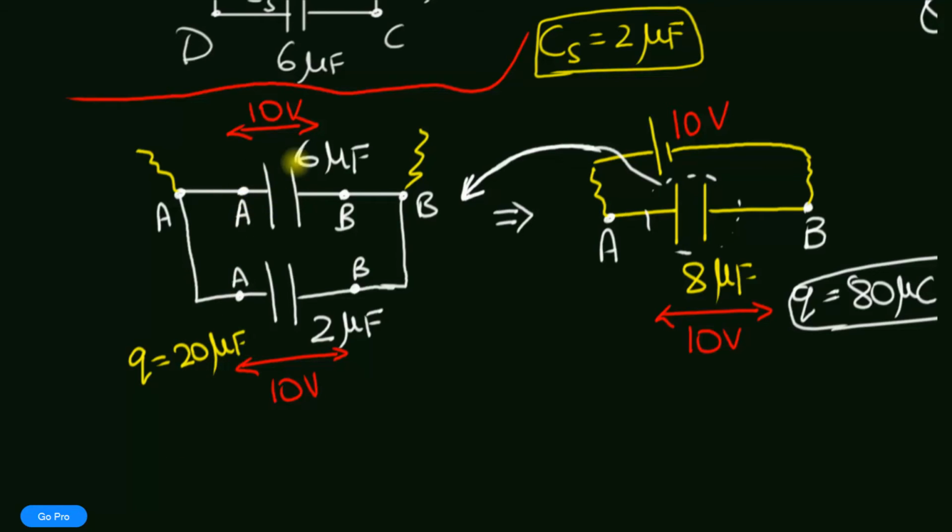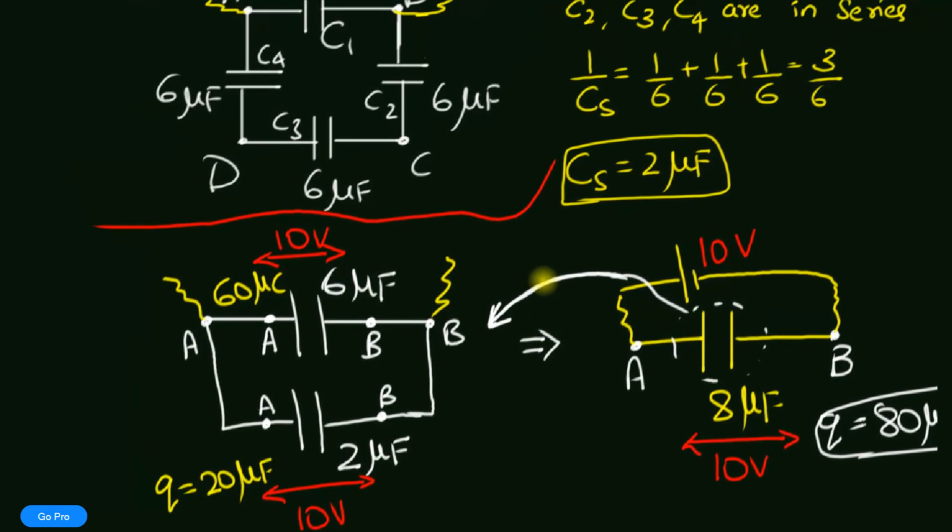The charge on this capacitor is going to be 6 times 10. That's going to be 60 microcoulombs. I'm going to write 60 microcoulombs over here. And notice that makes a lot of sense because the charge 80 got split up as 60 and 20. Again, notice this is not our final answer, so we're going to go back. We're going to go back up now.